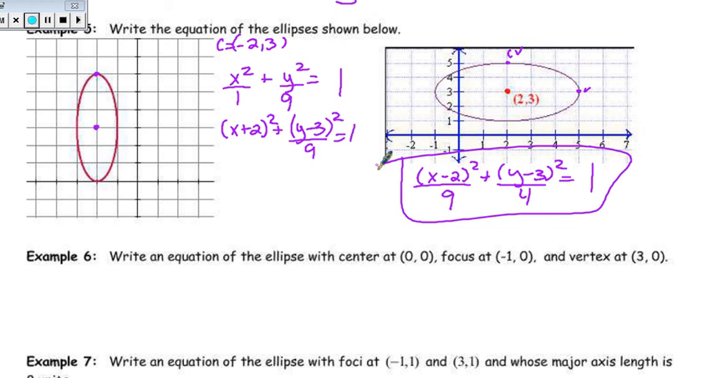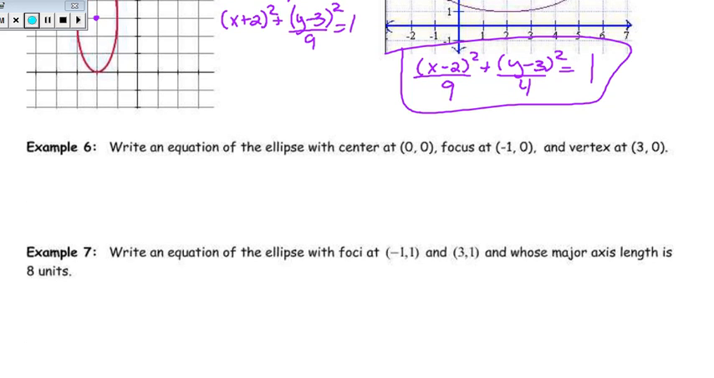Alright, so let's take a look at these last 2 problems here. Write an equation of an ellipse with a center at 0, 0, a focus at negative 1, 0, and a vertex at 3, 0. You may just kind of want to draw yourself a little picture. So I know I got my center at 0, 0. I got a focus over here, so that's my focus at negative 1, 0. And I have a vertex over here at 3, 0. So that's the vertex.